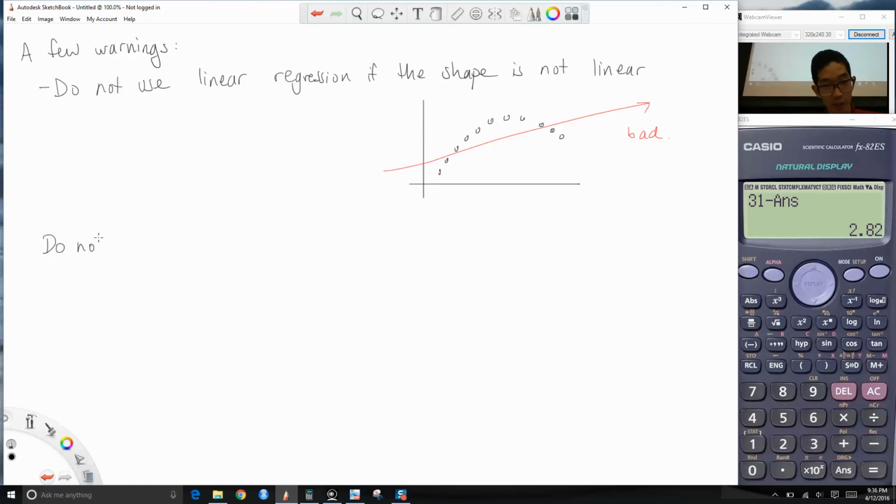Do not make predictions in areas where you have not collected data. This is probably a common mistake that people use regression incorrectly for. This is often called extrapolation.